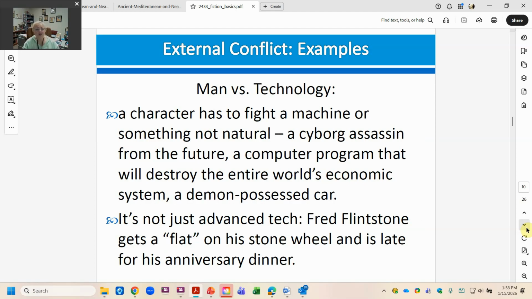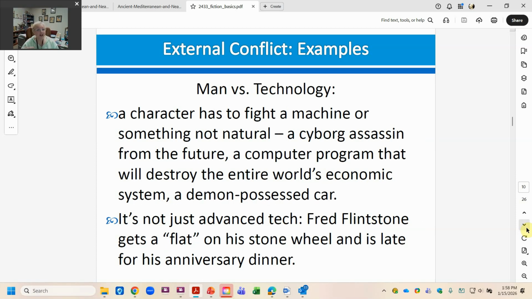Man versus technology. So this is anything that is not natural. This is human made. We oftentimes associate that with maybe science fiction or modern stuff. So the Terminator, Matrix, these are all man versus technology. But actually, it's any tech, right? So a bridge, a wagon, right?